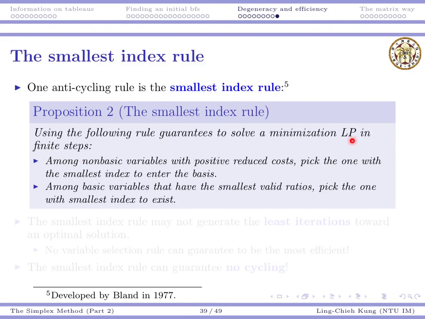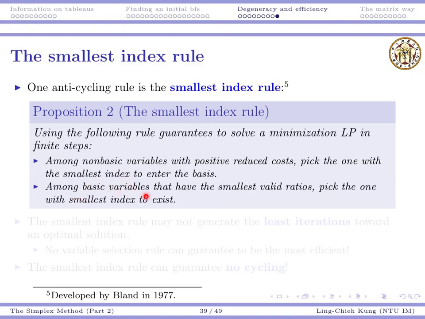So suppose this is a minimization problem. For non-basic variables that we may enter, pick the one with the smallest index. Here index just means the thing that you use to order those variables. For example, if all those variables are called x1, x2, x3, and so on up to xn, then the index is just those 1, 2, 3, 4, 5, 6, 7. So if x2 and x5 both have positive reduced cost, you will select x2 and ignore the values of their reduced cost, because x2 has the smaller index than x5.